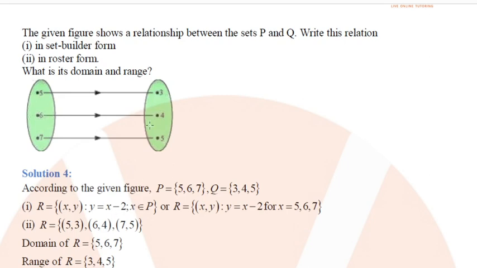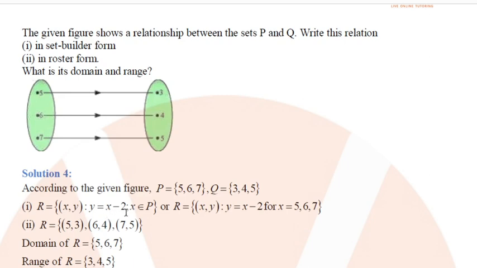You just see here what you will do. x minus 2 means 5 minus 2, 6 minus 2, 7 minus 2. This is the value of x and this is the value of y. What is the difference here? 2. So x minus 2 you write here. So the relation is y equals x minus 2. If you put here 5, then y equals 3.